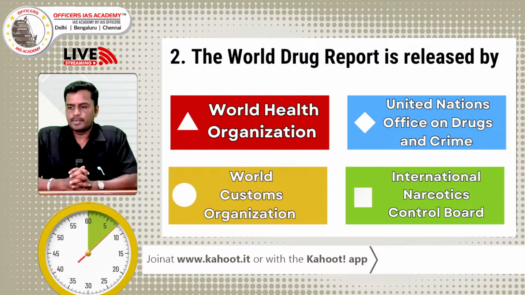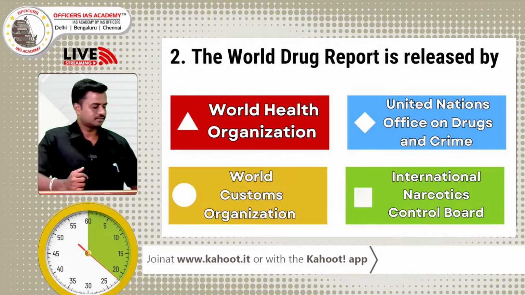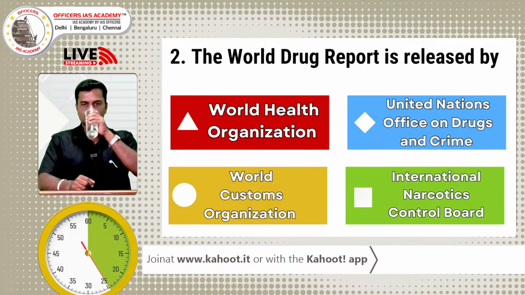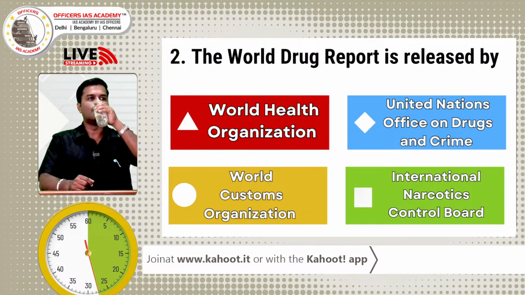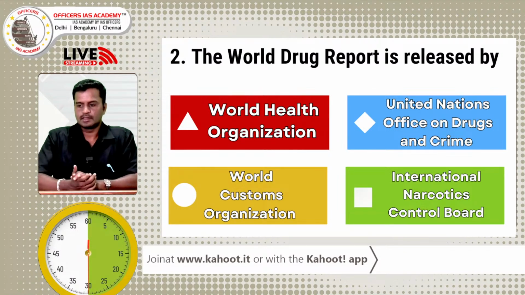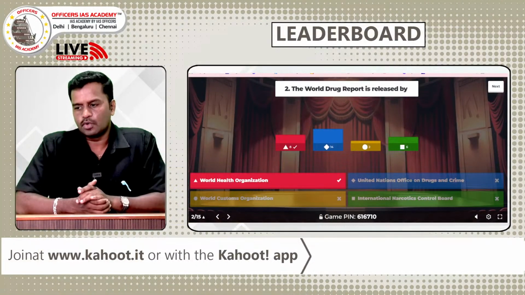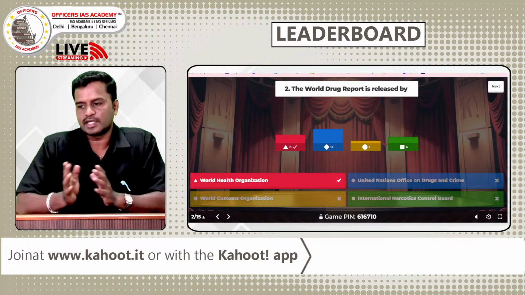The World Drug Report is released by. Options are World Health Organization, United Nations Office on Drugs and Crime, World Customs Organization, International Narcotics Control Board. Fourteen have answered correctly. The correct answer is UNODC, United Nations Office on Drugs and Crime.